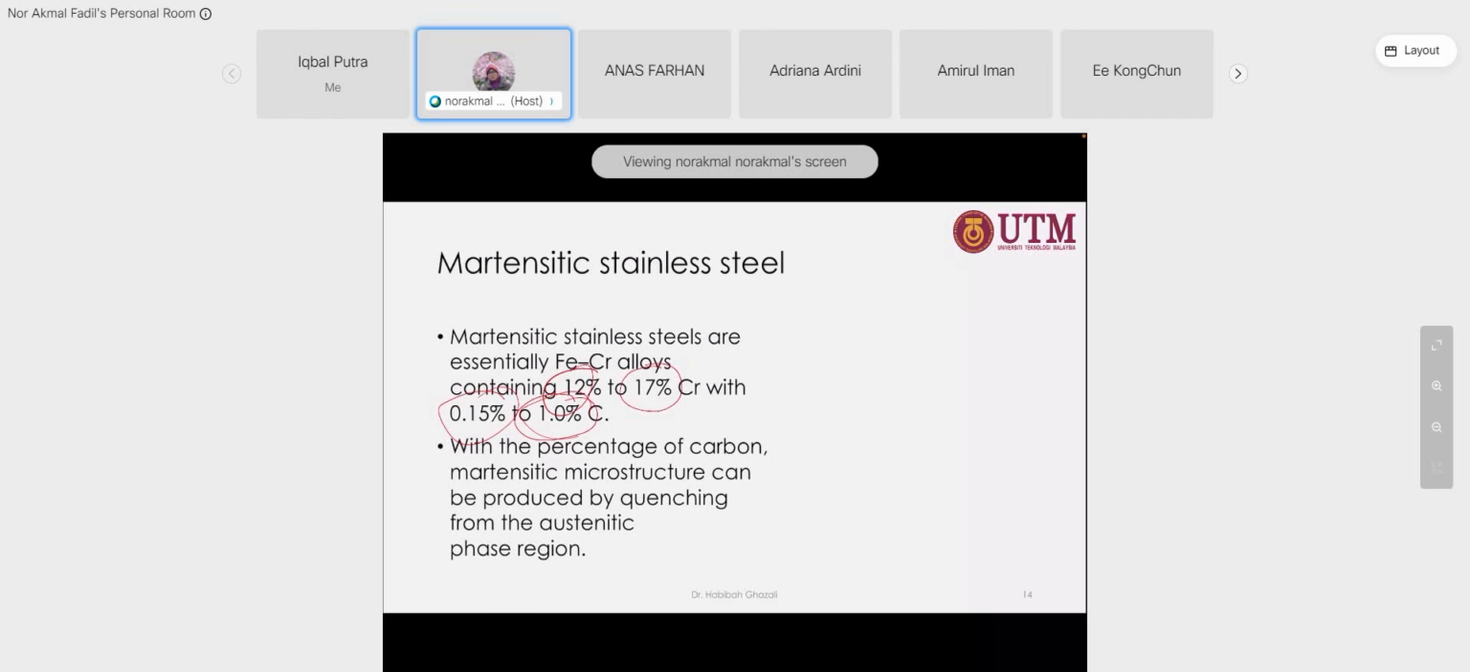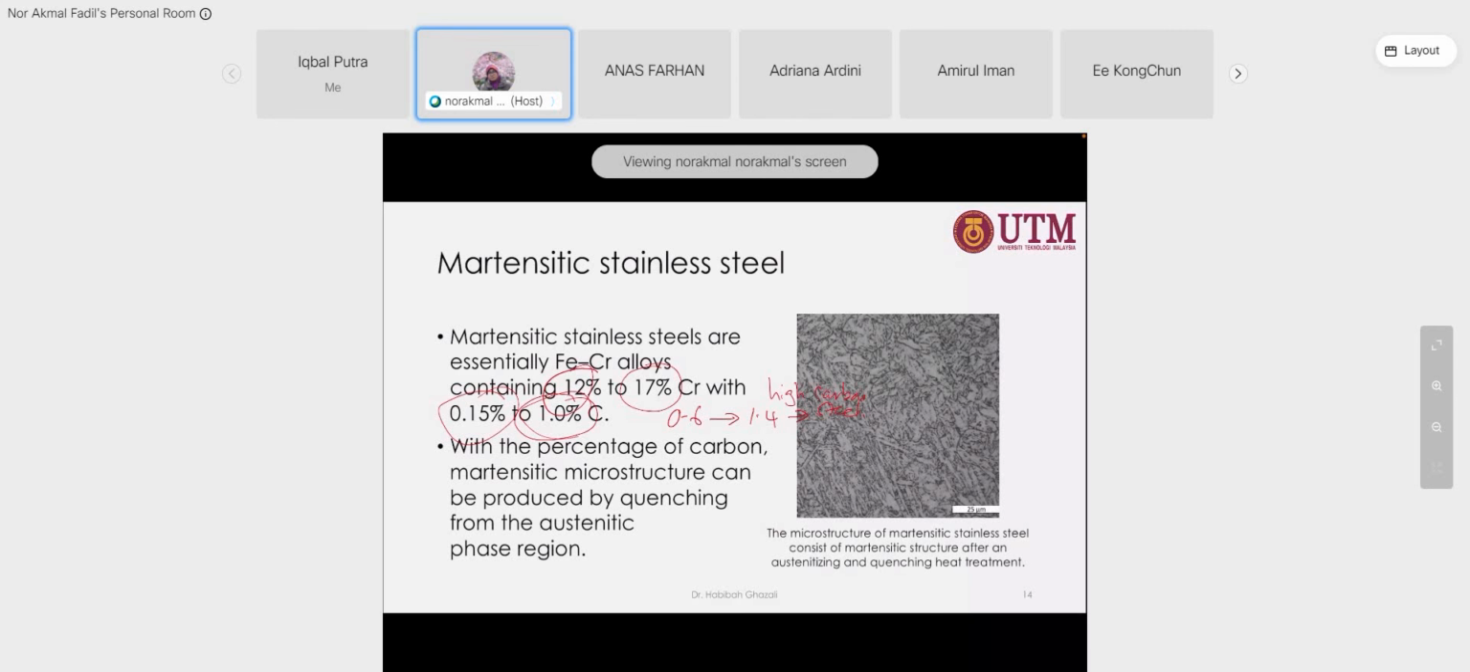If you look at the percentage of carbon, we know that between 0.6 and 1.4 is high carbon steel, isn't it? So for stainless steel with up to 1% carbon, with the addition of chromium between 12 and 17%, you can have the martensitic phase in the stainless steel.